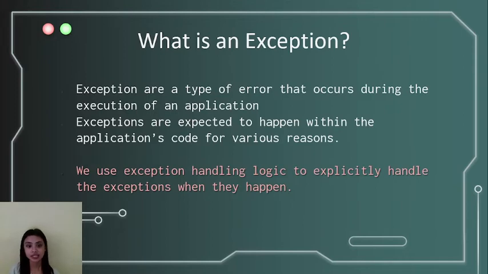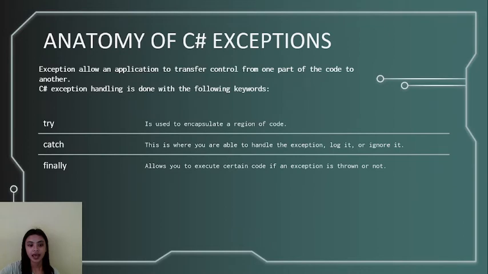To use this, C# provides built-in support to handle exceptions using try, catch, and finally blocks. Basically, it is the anatomy of a C# exception. So, try is used to encapsulate a region of code. Catch, this is where you are able to handle the exception, log it, or ignore it. So, the catch block is going to handle it. Finally, allows you to execute certain code whether an exception is thrown or not, but this is optional.